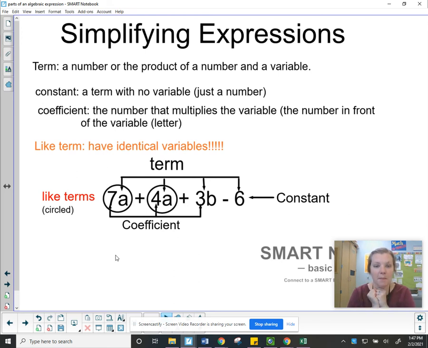Their variables are matching. So again, there are 4 terms, 1 constant, which is 6. The coefficients are 7, 4, and 3. Those are the numbers with the letters. And then like terms are terms with matching letters.